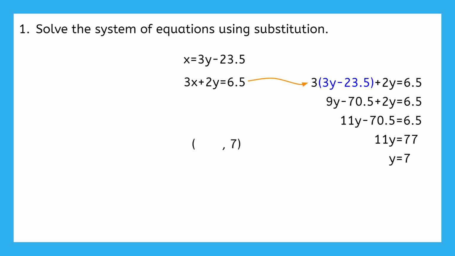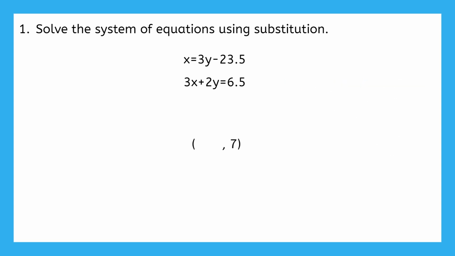Now we have half of our coordinate point, but how are we going to go back and find the value of x? We need to use one of our two original equations to substitute 7 in for y. But which equation should we use? Well, it's actually completely up to you. You can always go with whichever looks easier to work with.